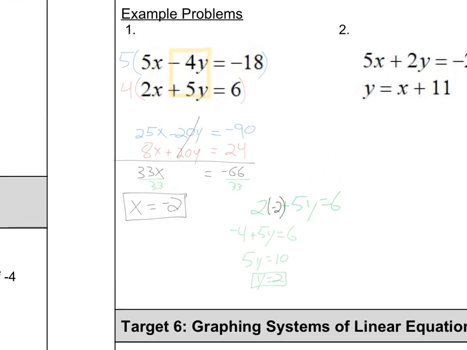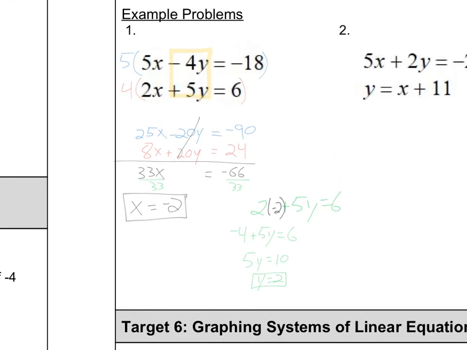So I know my x, I know my y, I now have the coordinates at which these two lines intersect. That would be negative 2, the x value, comma, 2. And we're done. So that is elimination.